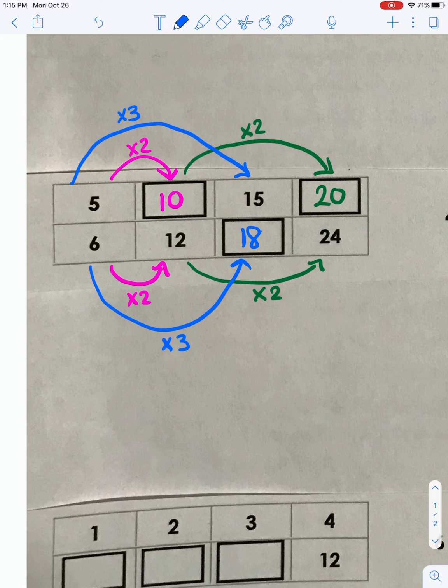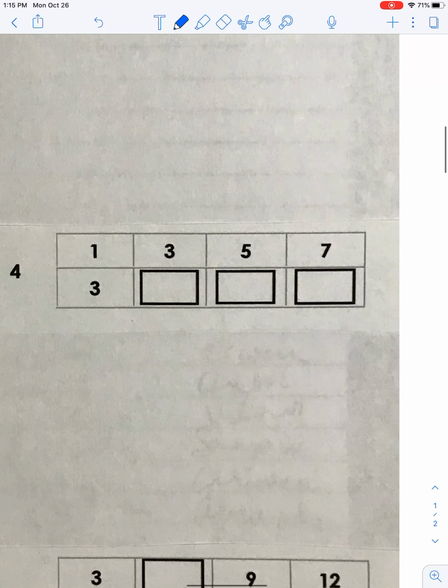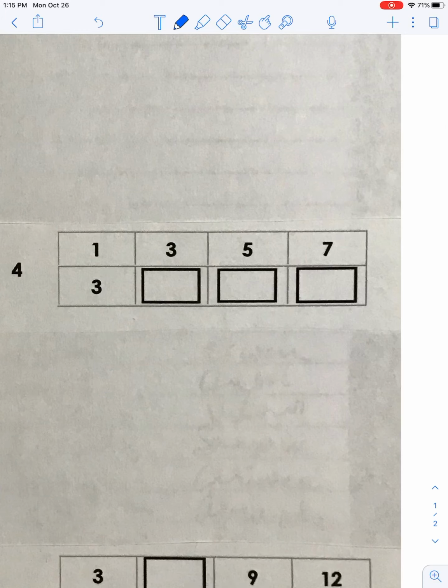That will sometimes happen in a ratio table, but you can't always count on it, okay? You must look at the relationships. You can't just look at a couple of numbers and say, oh, these are my 5 times tables, these are my 6 times tables. Okay, let's take a look here.